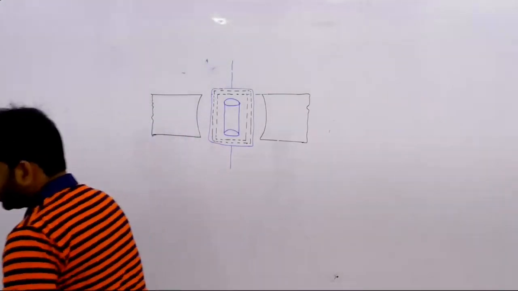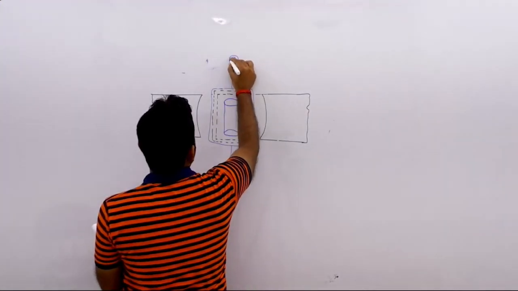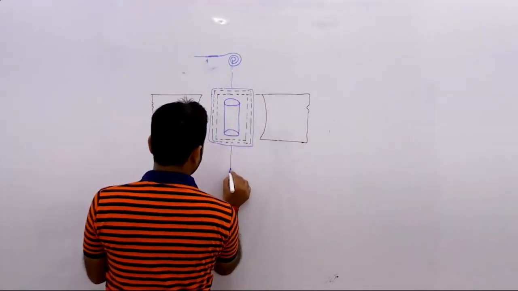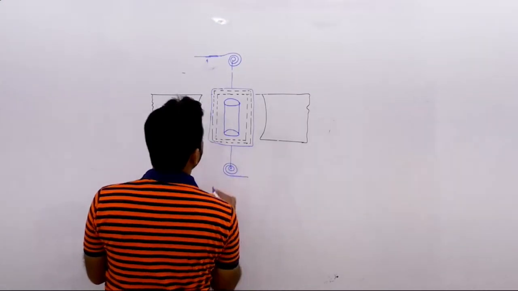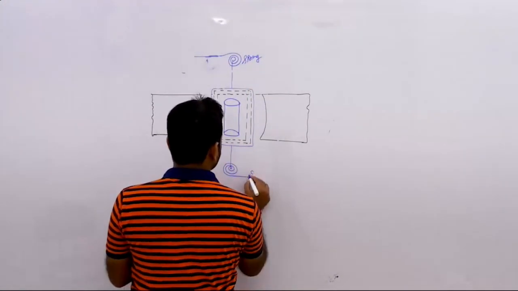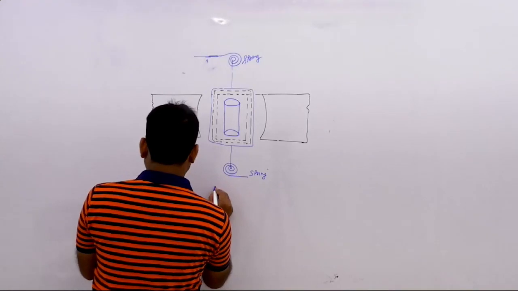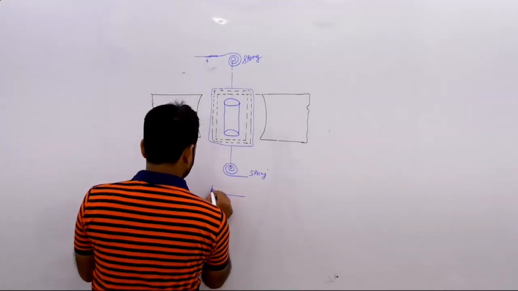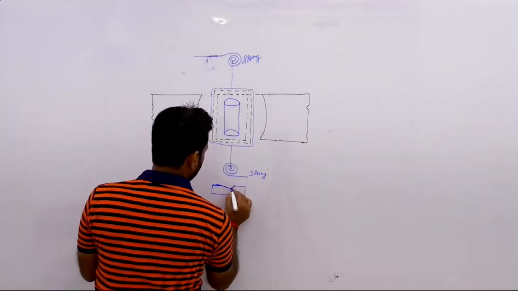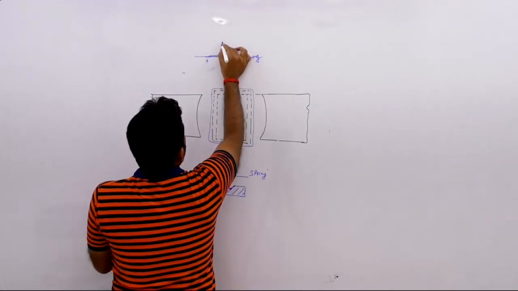Okay, and then we have the springs on the two parts. This is your spring number one, and this is your spring number two. Okay, so we are having two springs. Then we are having the bottom part. Okay, this is your bottom part, and it is like that. Similarly, if you draw for the upper part, it is like that.